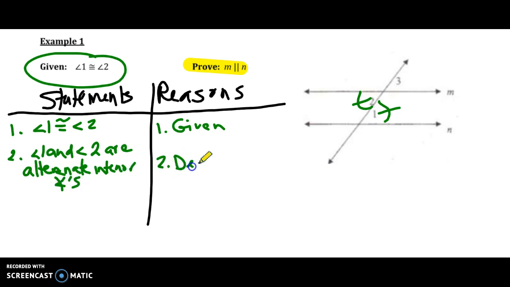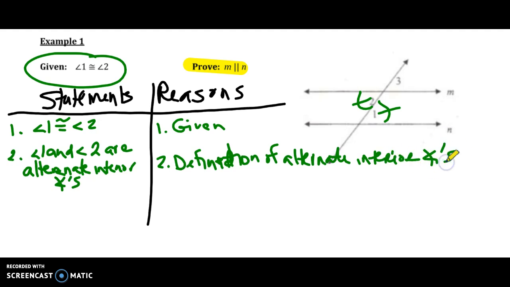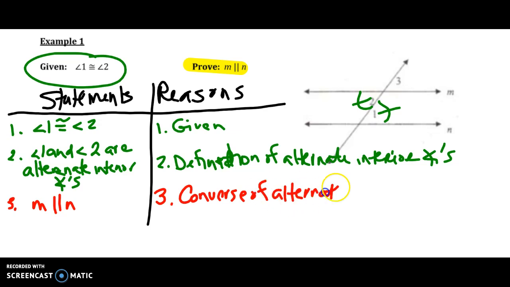How do I know that? That's what they're defined to be. That's their location. Definition of alternate interior angles. And because they gave me that those alternate interiors are congruent in the given information, I can't assume that they are the same, but they gave it to me, I can now conclude that M is parallel to N. And for your concluding reason, you have 2 choices. This is the converse of alternate interior angle theorem.